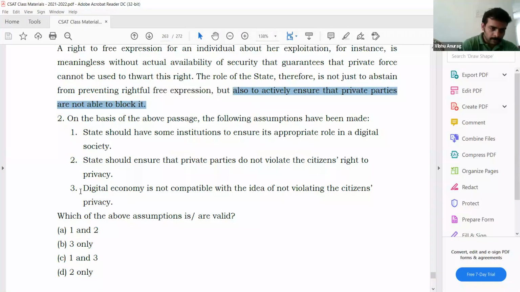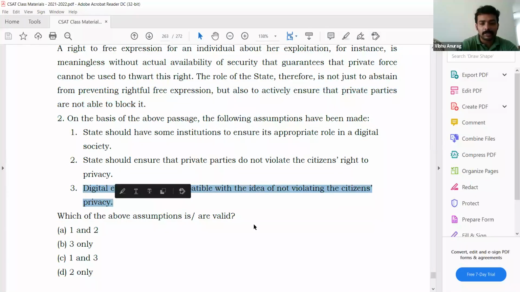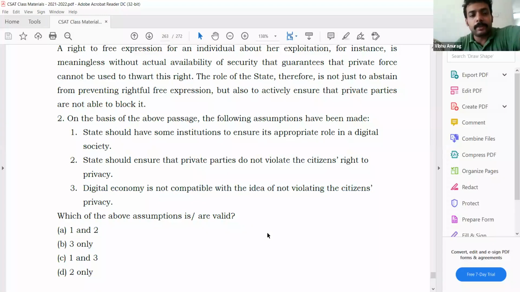So correct. And three, digital economy is not compatible with the idea of not violating citizens' privacy. That's not indicated anywhere, that digital economy is not compatible with this idea. So 3 is wrong. So answer is A, 1 and 2. Okay, A is the answer. 1 and 2.